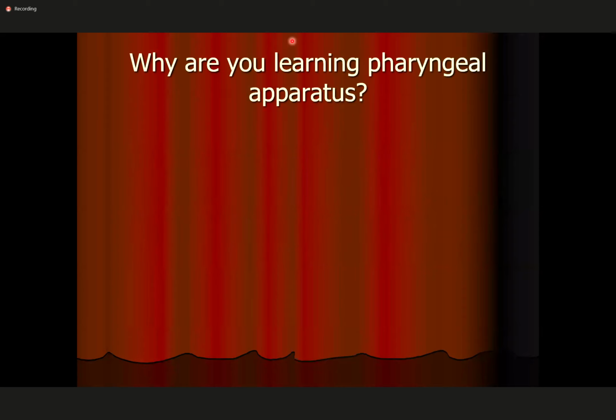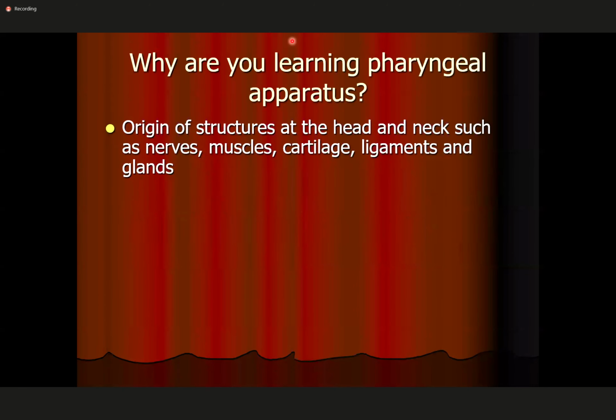So why are you learning pharyngeal apparatus? Obviously, you say that, Dr. Paul, we have to pass the exam. Yes, that's true. But at the same time, you have to know the origin of structures in the head and neck. They're coming from where? How do they look like? Such as nerves, muscles, cartilage, ligaments, and glands. Where are they placed? How are they placed? Why they are placed where they should be? It all comes to the embryology understanding. And it's a very simple concept, very interesting. So I hope I will fulfill my mission.